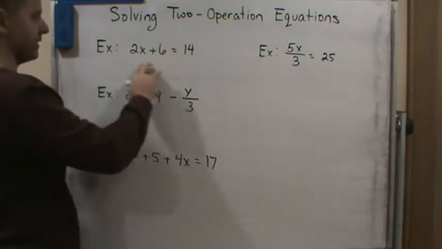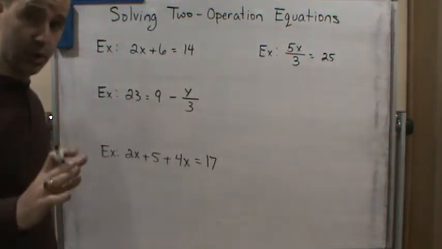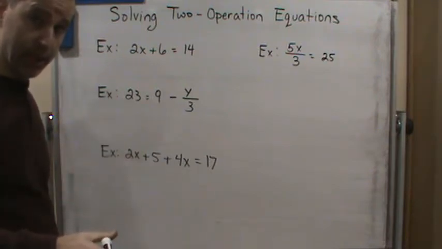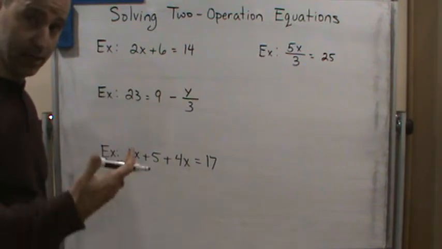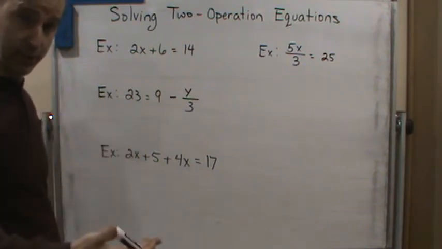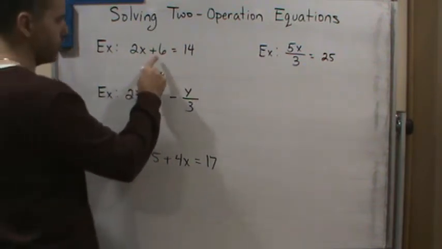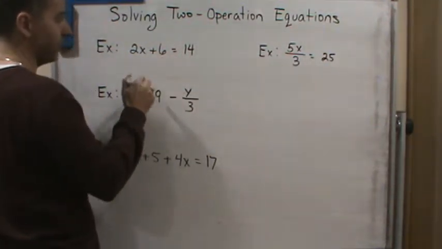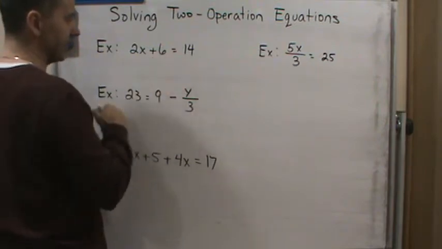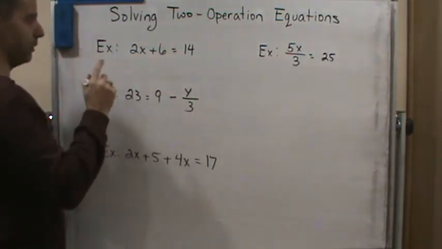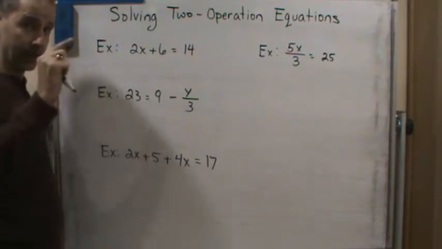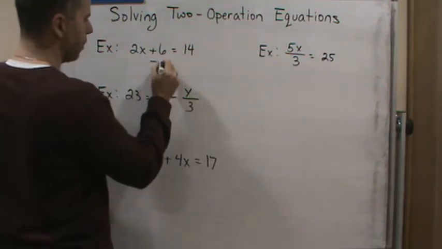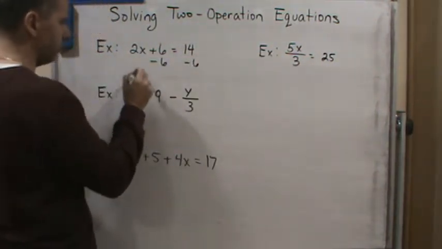in this example here, it's always good to start with adding and subtracting first, and then dealing with the multiplication and division. So the first thing I'm going to do is get rid of, or move, the 6 over here by subtracting 6 from both sides. So that's the first thing we do. Always deal with adding and subtracting first. That's the simplest way to go. Okay? So I'm going to subtract 6 from both sides.